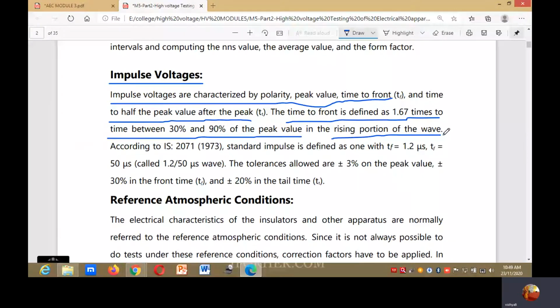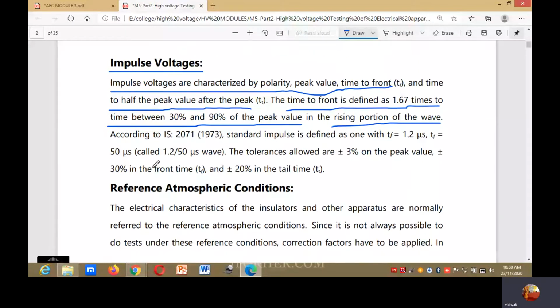We have already discussed in the second module what the time to front is. According to IS 2071, a standard impulse is defined as one with TF equal to 1.2 microseconds and TT equal to 50 microseconds, called a 1.2/50 microsecond wave. The tolerances allowed are plus or minus 3% on the peak value, plus or minus 30% in the front time, and plus or minus 20% in the tail time. This is what an impulse voltage is.